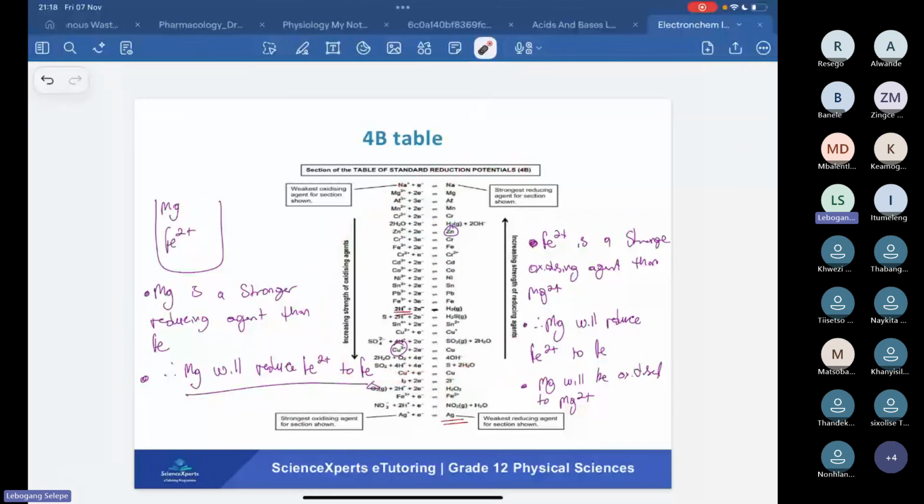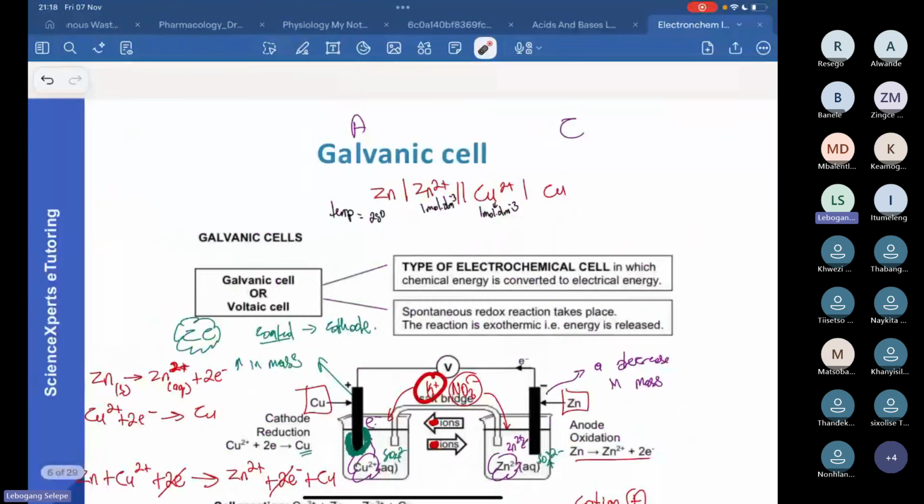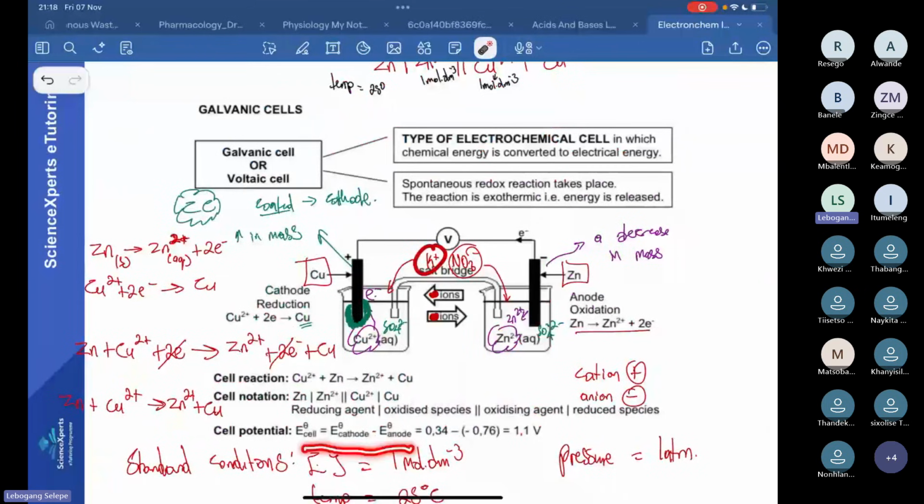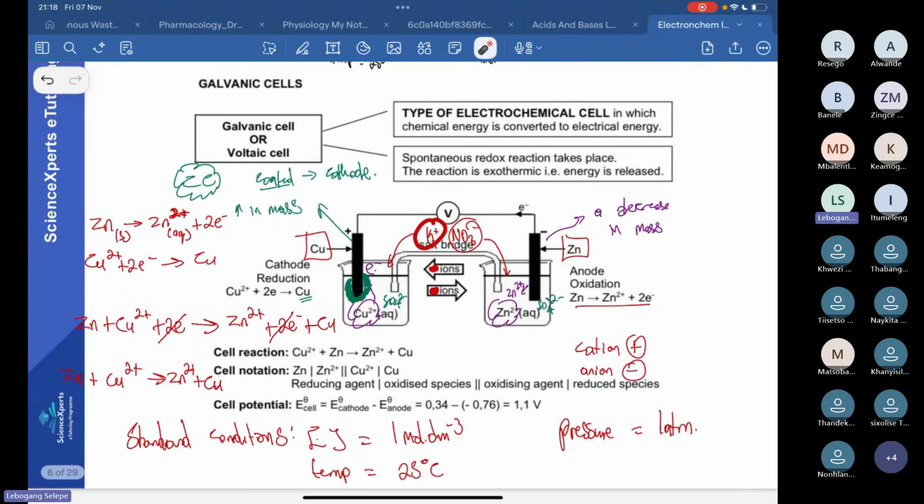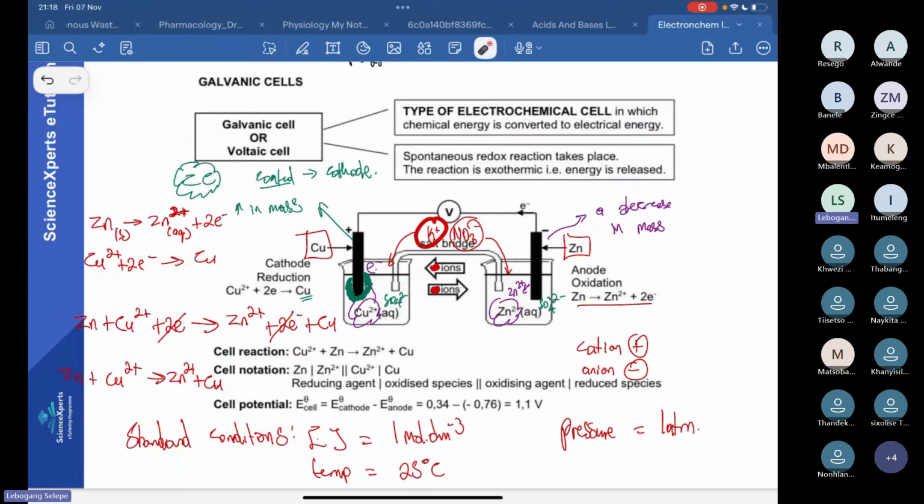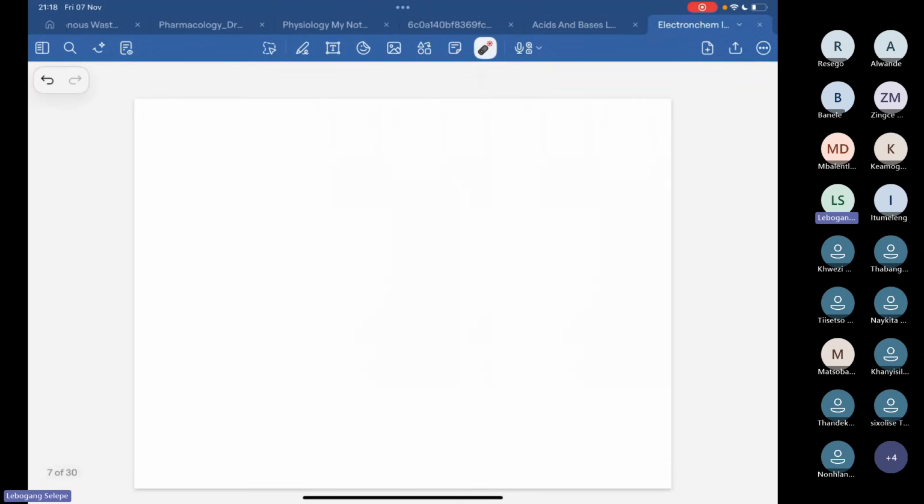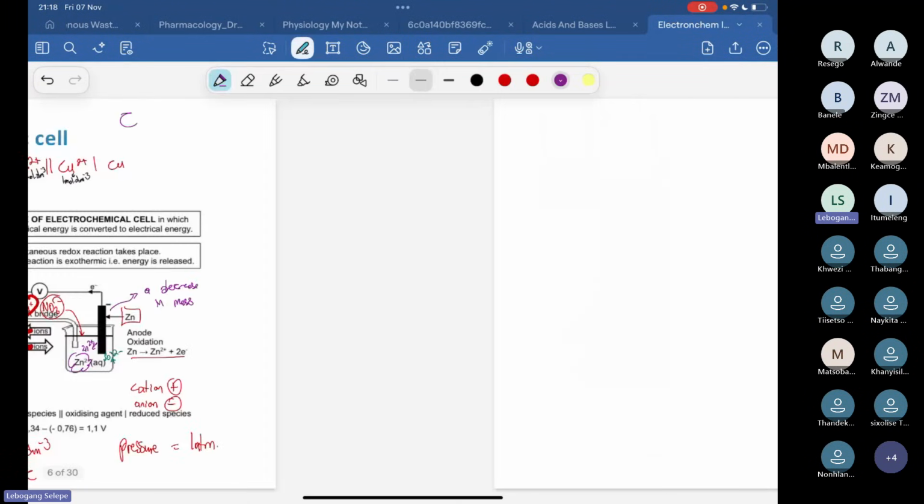This table of mine does not show those values, but in your exam, the values would be here, and the formula is just here. It's also there on your formula sheet. You can just use the formula to calculate E cell. But one important thing about the E cell is that they can ask you to calculate, then interpret. So let me add a page here. They can say calculate E cell and interpret that value.